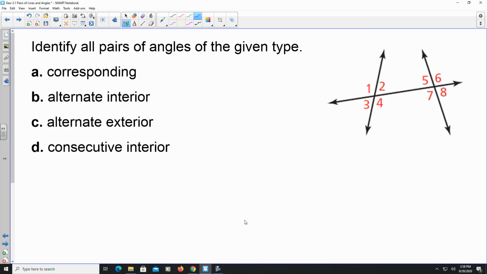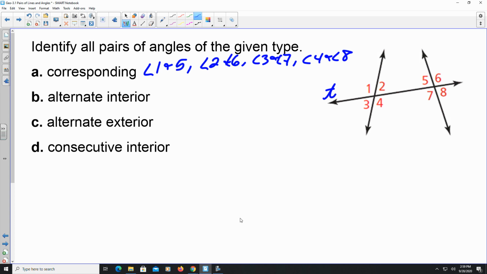So here it's asking you to identify all pairs of angles of given types. This is our transversal right here, so let's call it line T. So we could say that angles 1 and 5 correspond. We can say that angles 2 and 6 correspond. We could say angles 3 and 7, and finally angles 4 and 8 correspond.